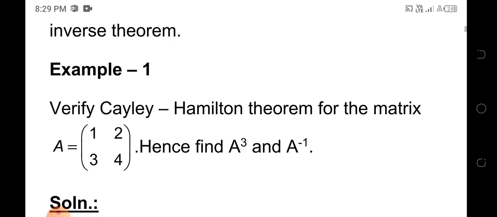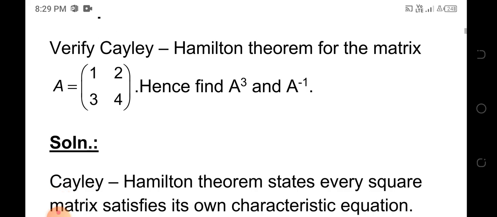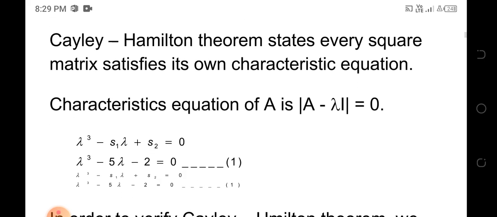Okay, you'll see the problem in 2 cross 2 matrices. Verify Cayley-Hamilton theorem for the matrix A, the 2 cross 2 matrix. Check here, the number of rows and number of columns is equal, so it is a square matrix. Hence, find A cube and A inverse here. First, you have to write the statement of the Cayley-Hamilton theorem. And then you have to find out the characteristic equation.